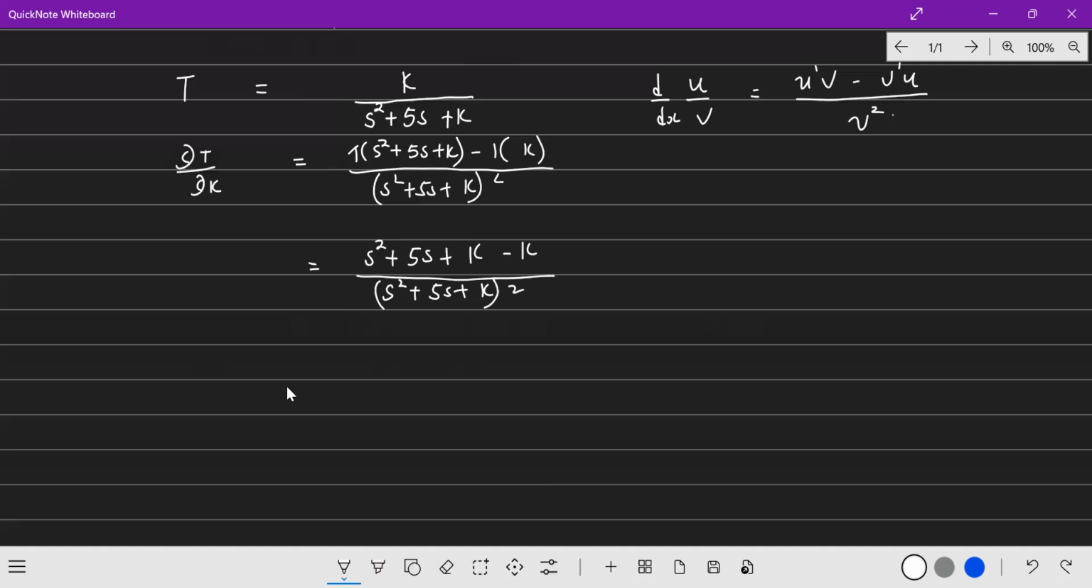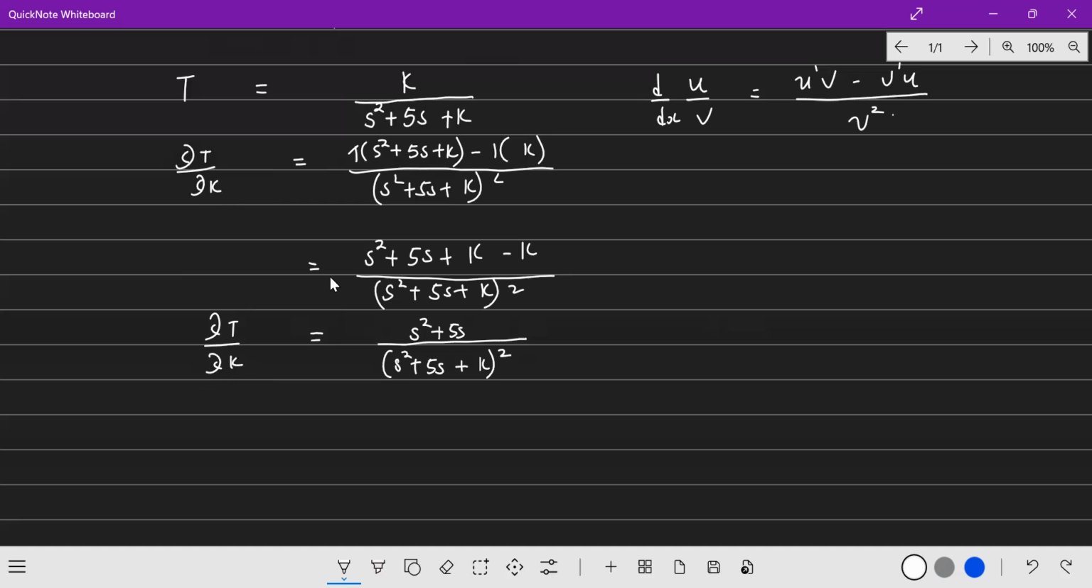Now, what is the next thing? We're just going to simplify. Here you have s squared plus 5s divided by s squared plus 5s plus K squared. So this is the change in T with respect to the change in K, right?